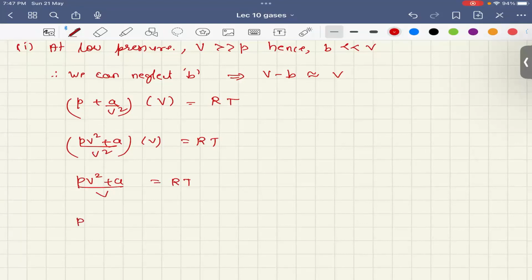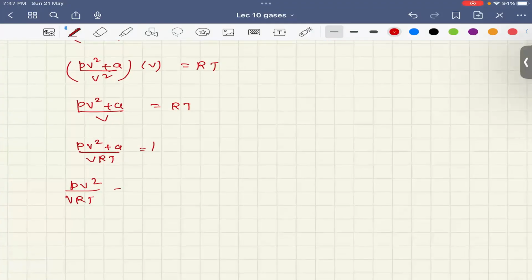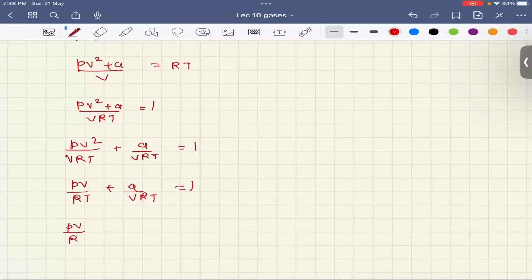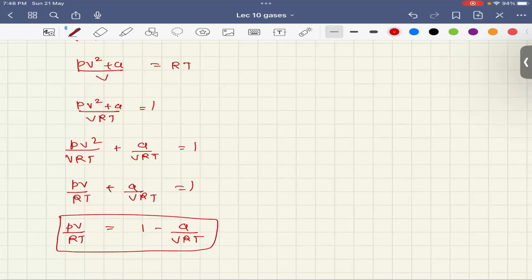Hence, dividing by RT, PV by RT plus a by VRT is nothing but 1, right? Further changing, we get PV by RT is equal to 1 minus a by VRT, right? That's what we can say.